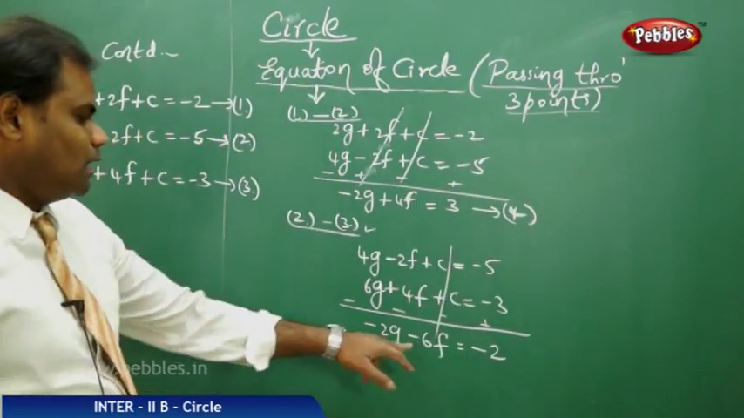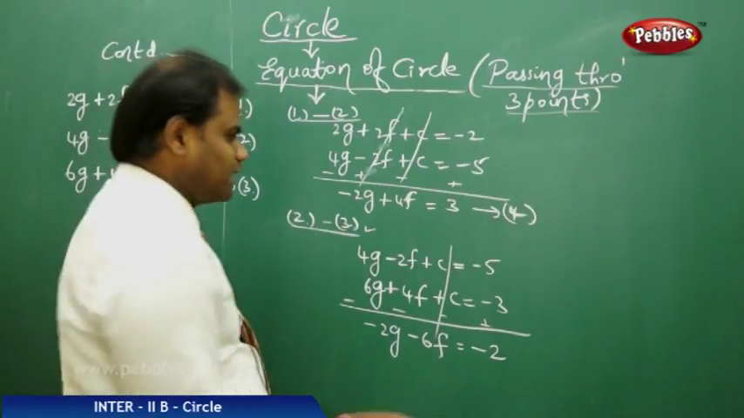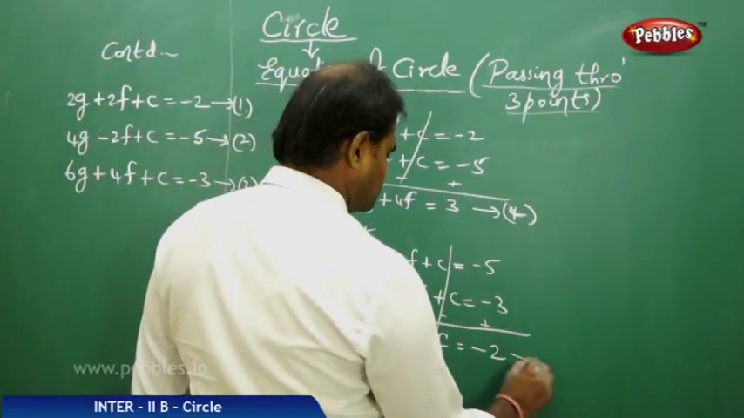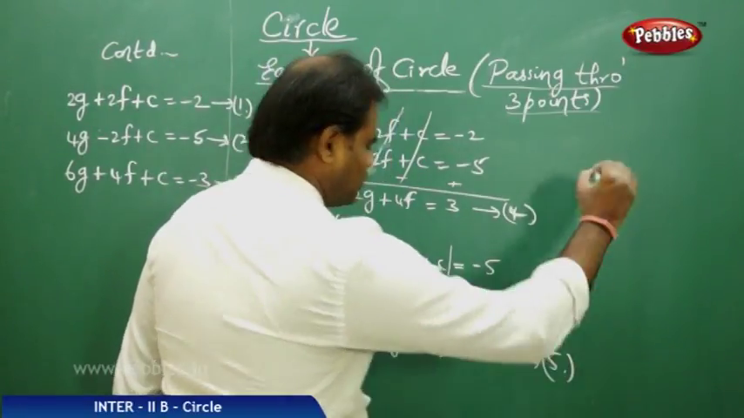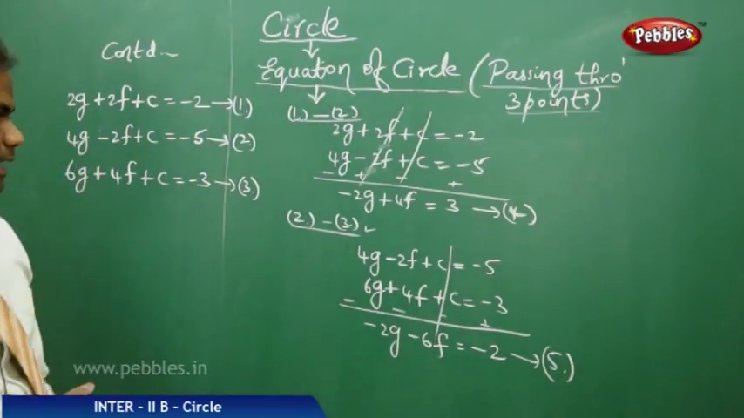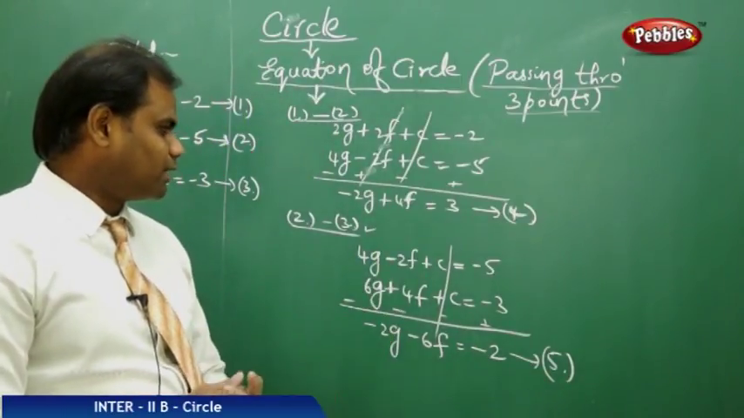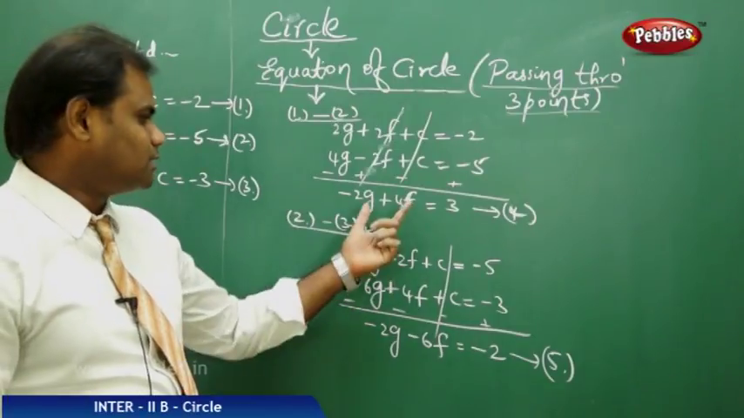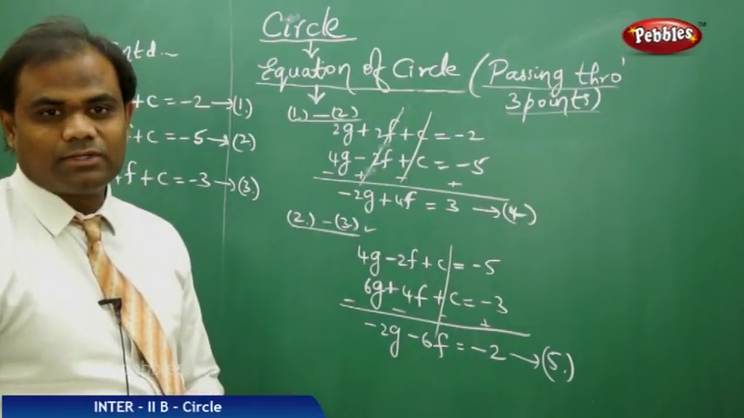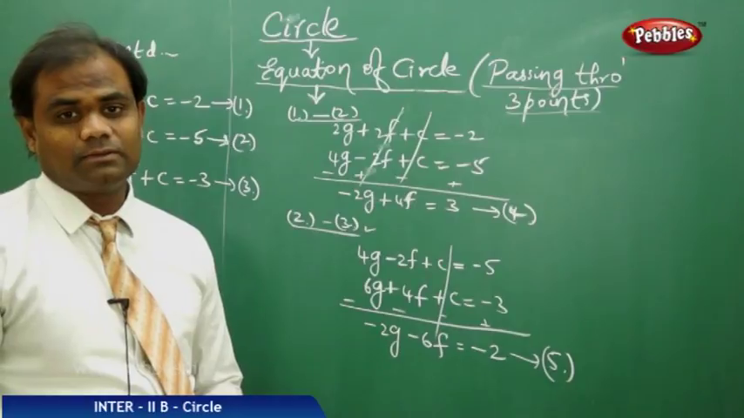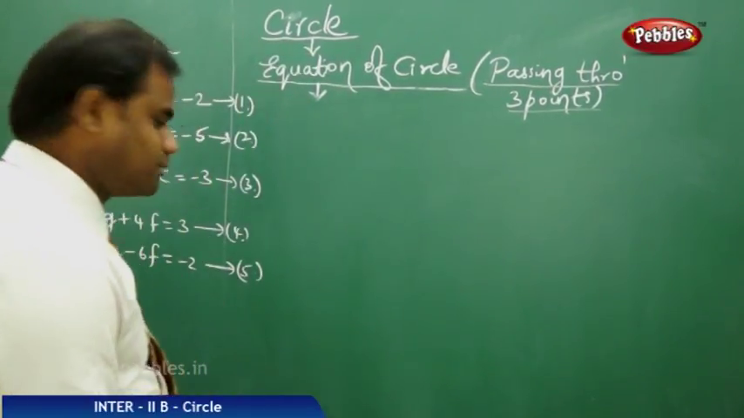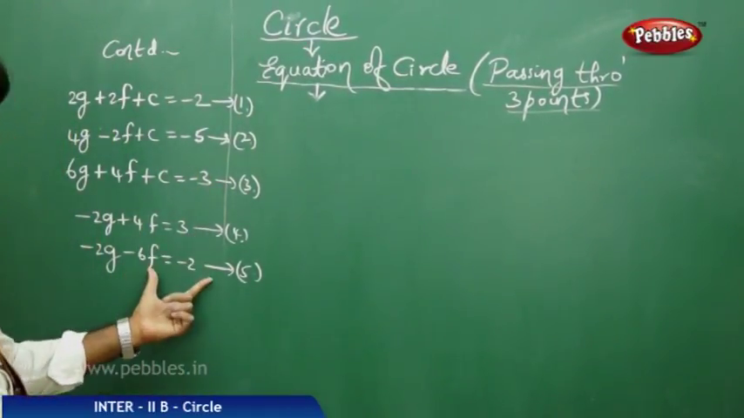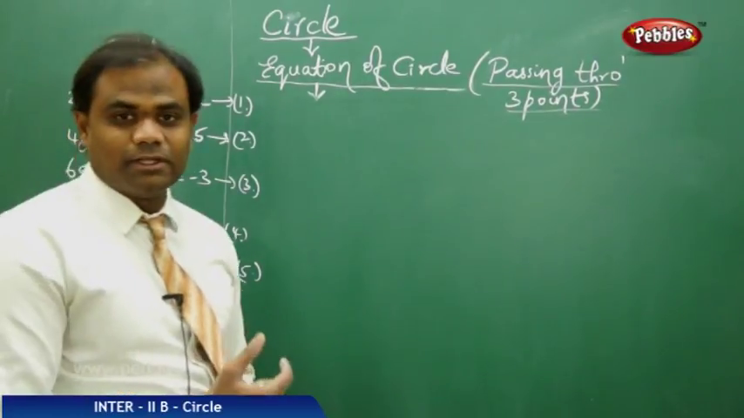minus 2, is what we get for equation 5. Now I just consider equation 4 and 5 and I try to eliminate either g or f. So let's see how that is possible. Now let's consider equation 4 and equation 5, which needs to be further simplified.